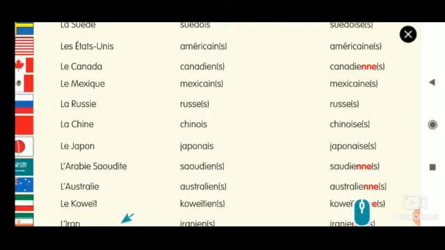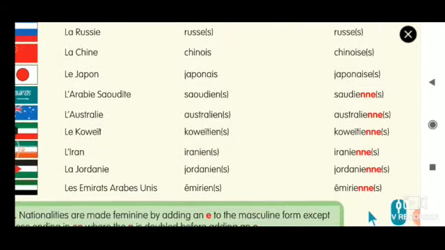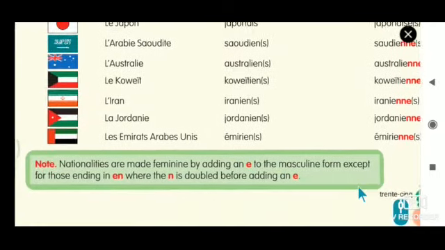L'Australie, Australien, Australienne. Le Koweït, Koweïtien, Koweïtienne. L'Iran, Iranien, Iranienne. La Jordanie, Jordanien, Jordanienne. Les Émirats Arabes Unis, Émirien, Émirienne. They have given something as a note.